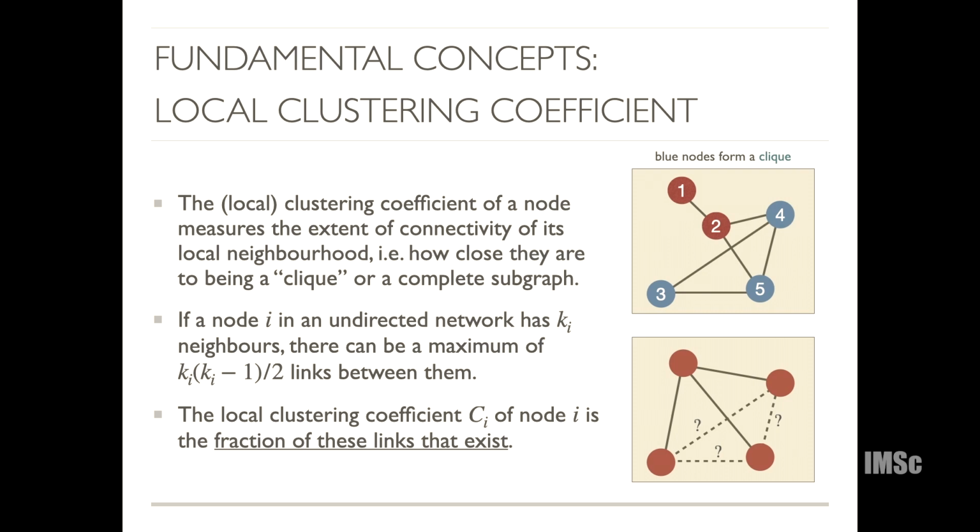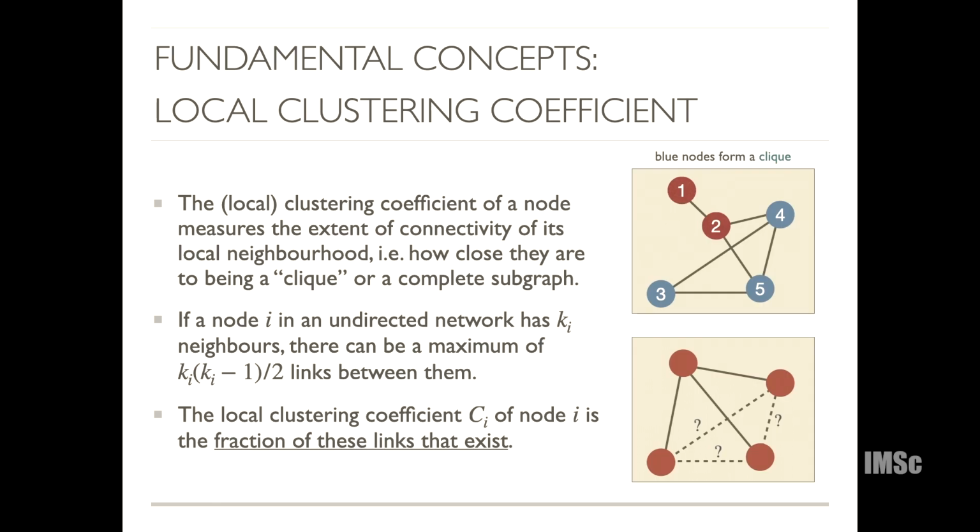Sorry, I misspoke a bit earlier. This is a clique: 4, 5, and 3. But these are not neighbors of 2. I was just showing an example of what a clique is. Here, this node has these 3 neighbors, and we need to see how many of these neighbors are connected. Is it 0, 1, 2, or 3? If all 3 of them are connected, then the clustering coefficient is maximum.